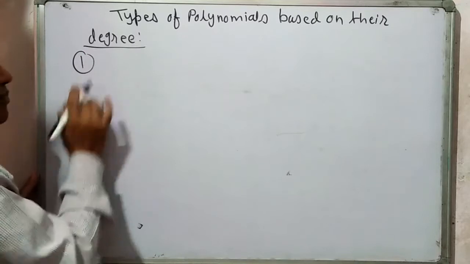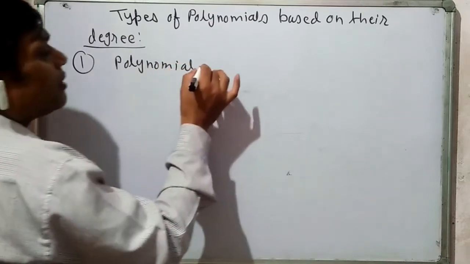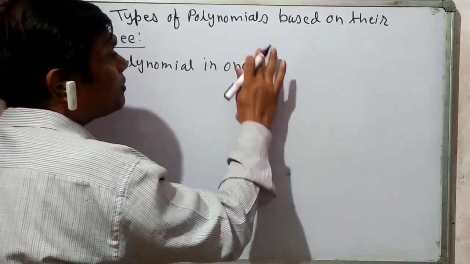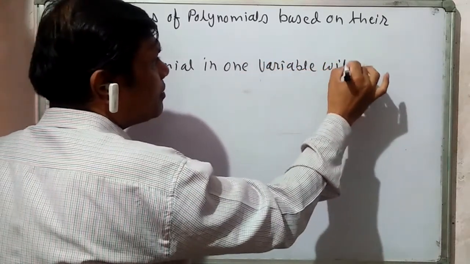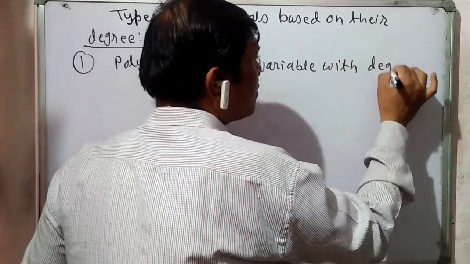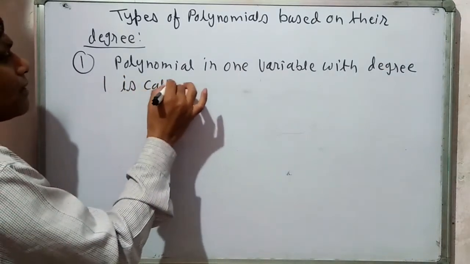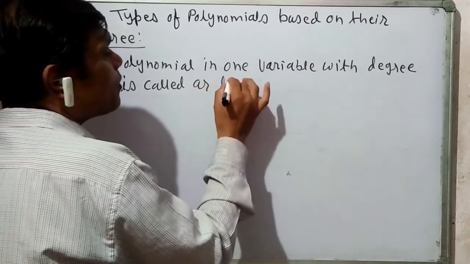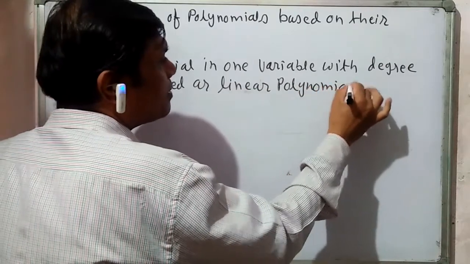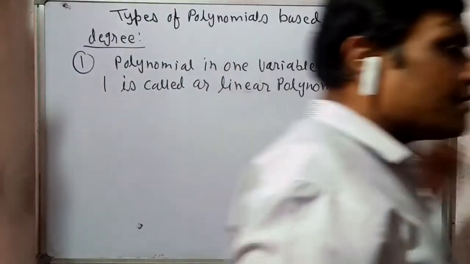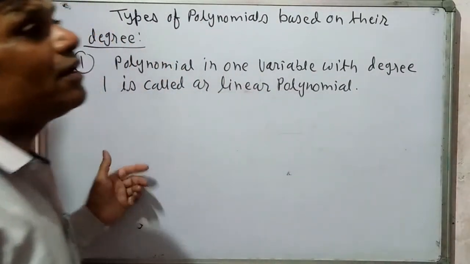The first one, the polynomial in one variable with degree 1. It is called a linear polynomial. Right? Now what we mean by the degree 1? The power of the variable must be 1 only.